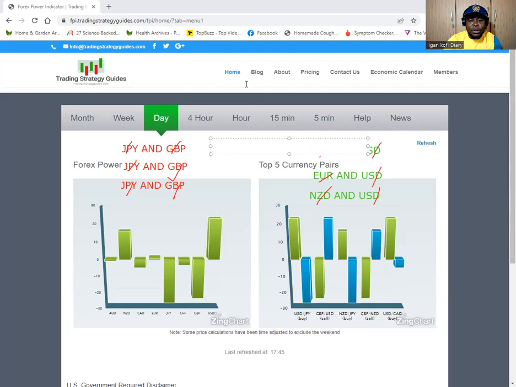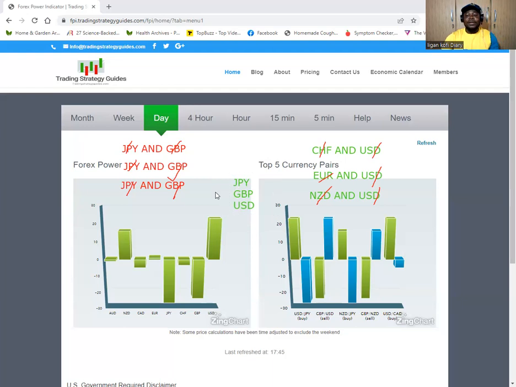So on the weaker side, we have JPY and GBP. And then on the stronger side, we have only USD. Okay. So if we are going to be trading, these are the currencies we are going to be looking at. These 3 currencies: JPY, GBP, and then USD. Don't forget, JPY and GBP are on the weaker side, and only USD is on the stronger side. Are we good?